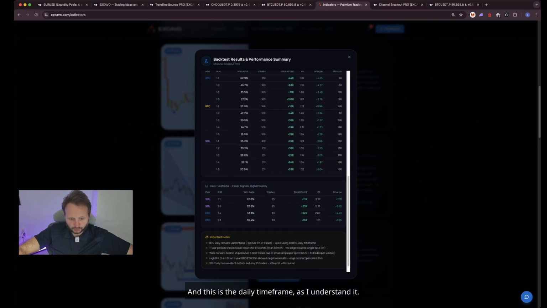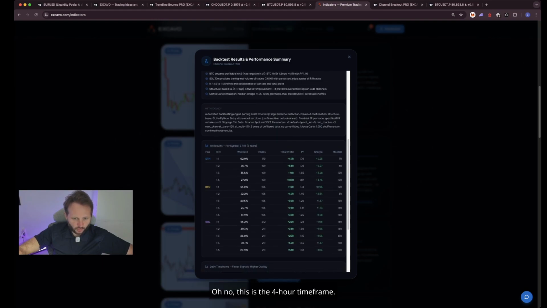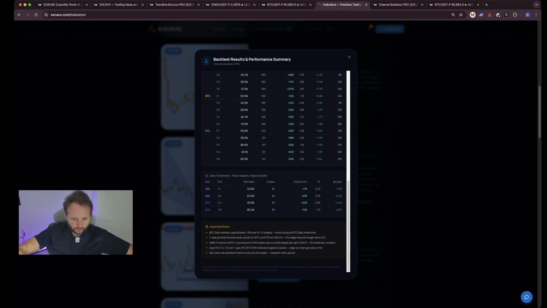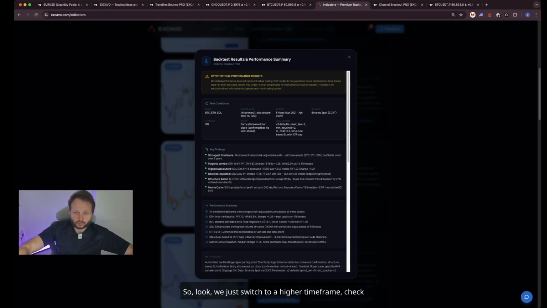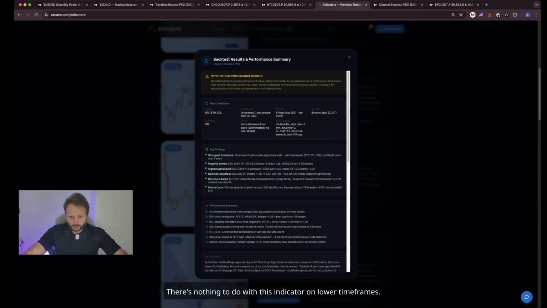That's it. And this is the daily time frame as I understand it. So, oh no, this is the 4-hour time frame. There's also the daily, which, for example, on Solana, has a 72% success rate. So, look, we just switched to a higher time frame, check it, and basically that's all. There's nothing to do with this indicator on lower time frames.